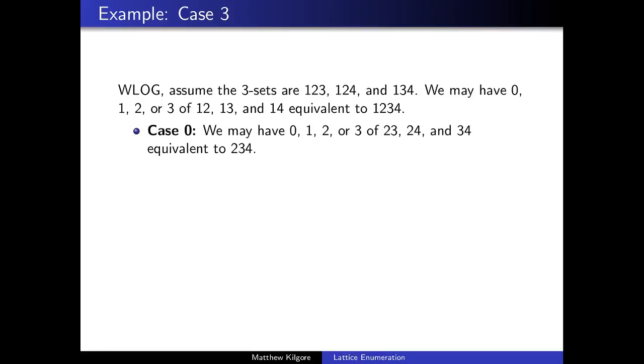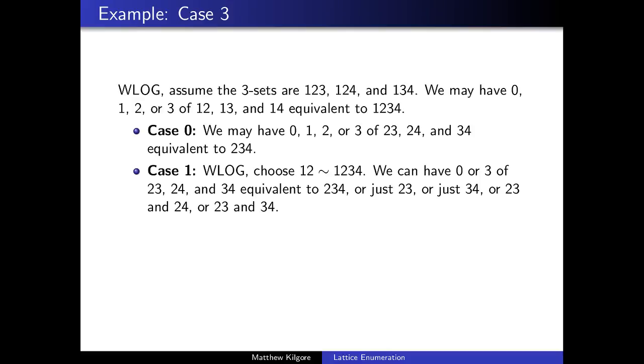For case 0, we can have 0, 1, 2, or 3 of {2,3}, {2,4}, and {3,4} equivalent to {2,3,4}. For case 1, without loss of generality, assume that {1,2} is the one equivalent to {1,2,3,4}. Then by using it, that limits us to only a few possibilities.